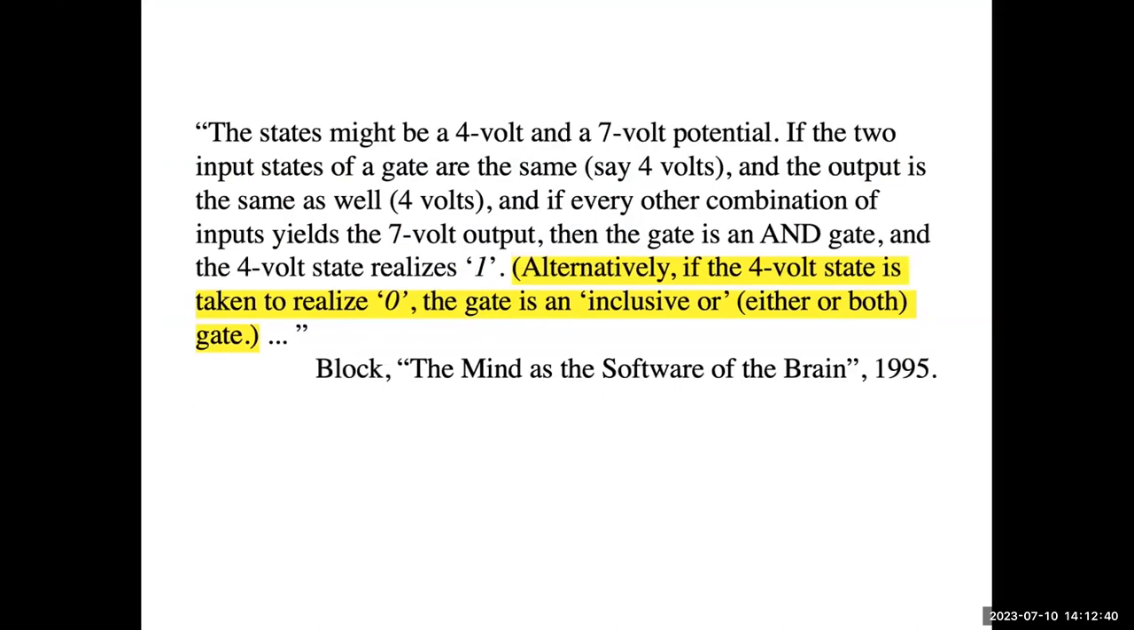So he chats on a bit, 4 volts, 7 volts, and gate. And then he drops it in. Alternatively, if the 4 volt state is taken to realize zero, the gate is an inclusive OR, either or both gate. So there's the Slass switcheroo right there. But Block doesn't explain this comment. He doesn't even mention it again in the chapter. He just kind of sticks it in parentheses and doesn't make anything of it.